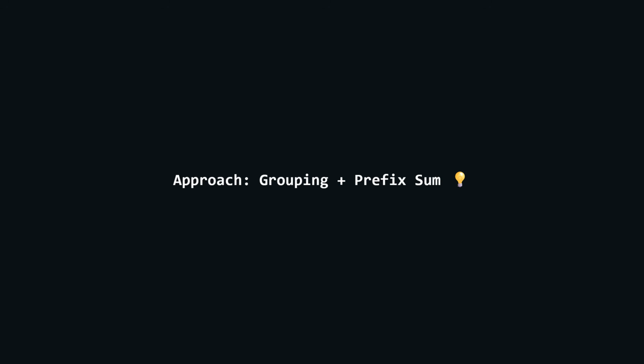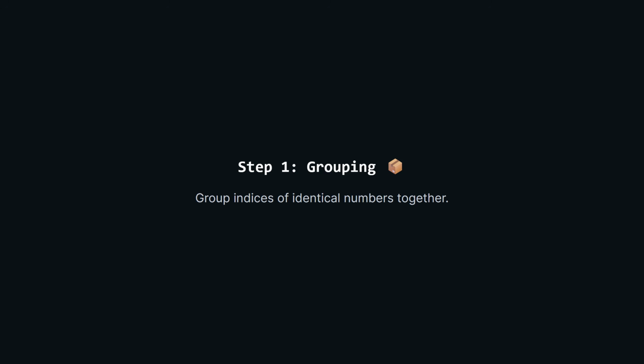Let's talk about how to actually solve this. The editorial calls this approach grouping plus prefix sum. Let's break that down into 2 steps. The first big idea is grouping. Instead of scanning the whole array over and over, we should group the positions of identical numbers together right from the start using a hash map.